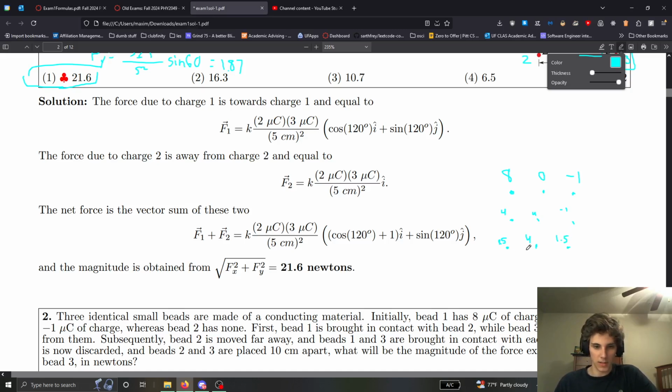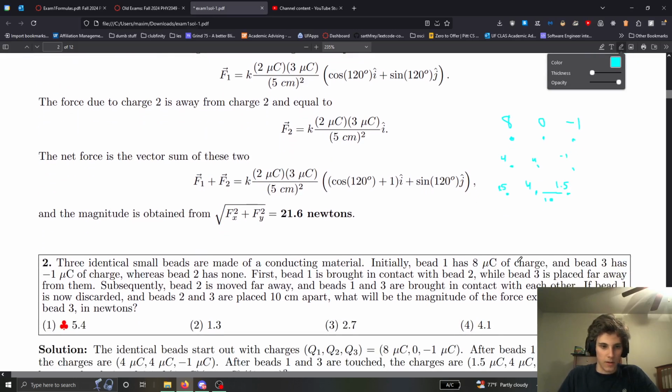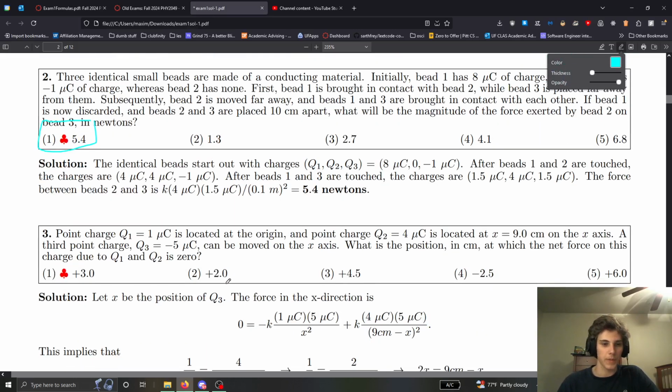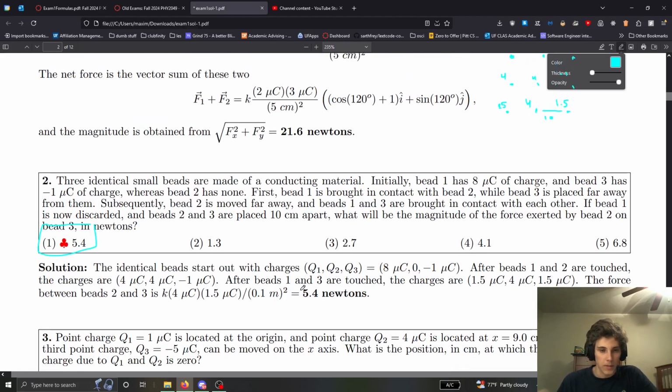And now we want the magnitude of the force between 2 and 3 if they are 10 centimeters apart. Very simple Coulomb's law question. 4 times 1.5 times 9 divided by 10 squared. I got 0.54, so 1 is obviously the correct answer. Okay, we have another one.